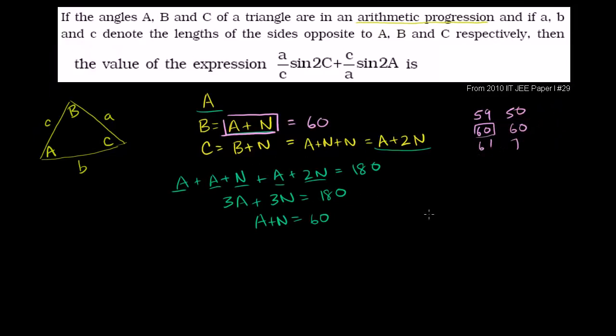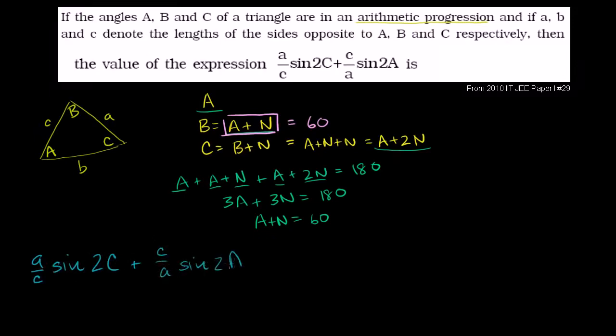So let's see what we can do with the next part of the problem. And I'm trying to save some screen real estate right over here. Okay, so they want us to figure out the value of the expression a over c times sine of 2C, capital C, plus c over a times sine of 2A. So let me just write it down. A over c sine of 2 times capital C plus c over a sine of 2 times capital A.